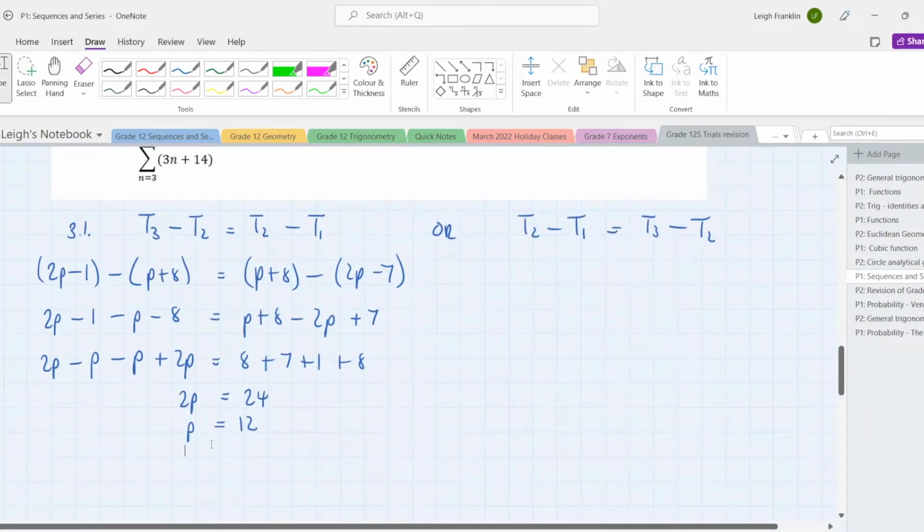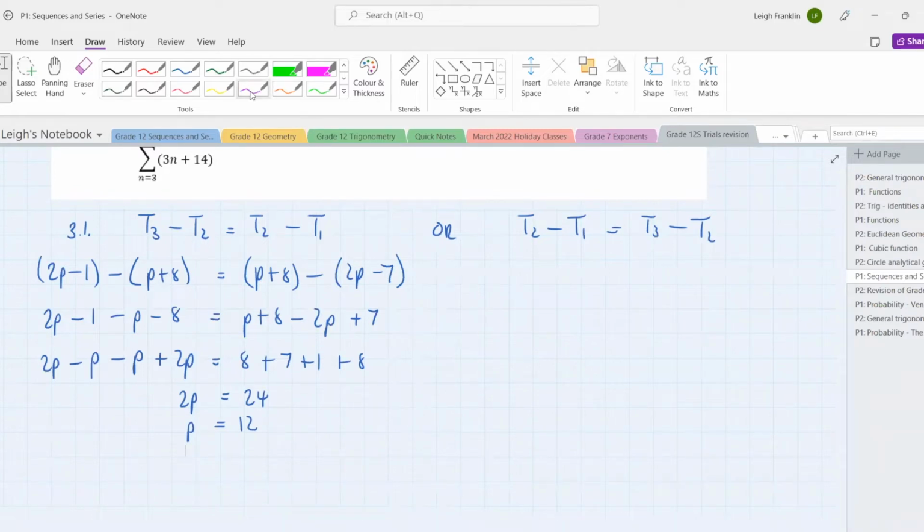So that is the correct way in which to set this out. This formula is not on your formula sheet. It is a piece of information that you need to know: how you would work out the common difference in an arithmetic sequence.